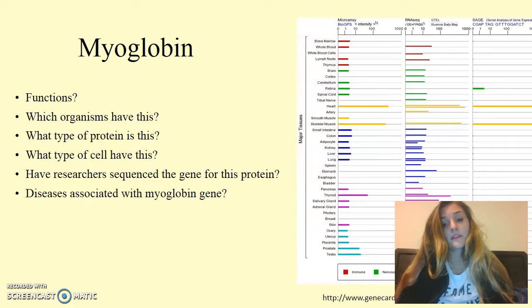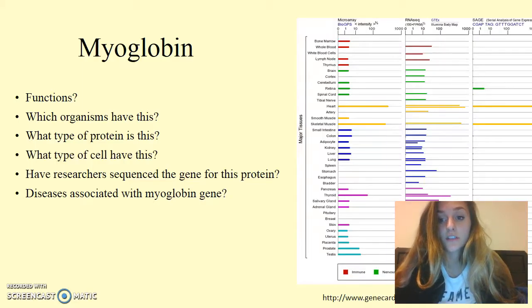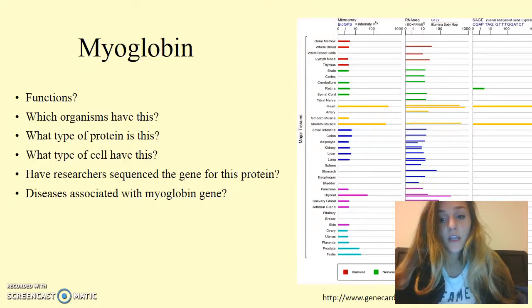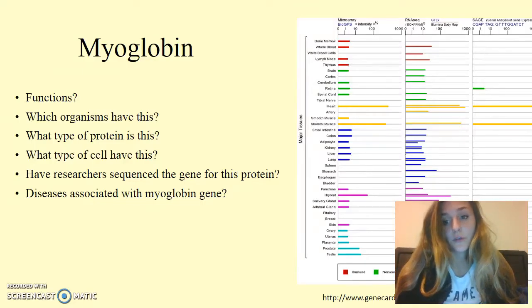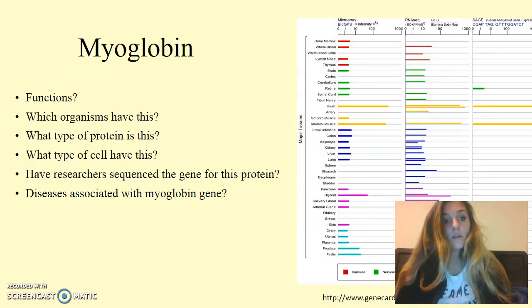So myoglobin has a lot of different functions. It's very similar to hemoglobin that we have in our blood. It can pick up and hold on to oxygen. Its main function, though, is storage. So it stores oxygen for times of hypoxia in a cell, or a low oxygen concentration. It is also responsible for transportation in some situations, or it can also act as a buffer.